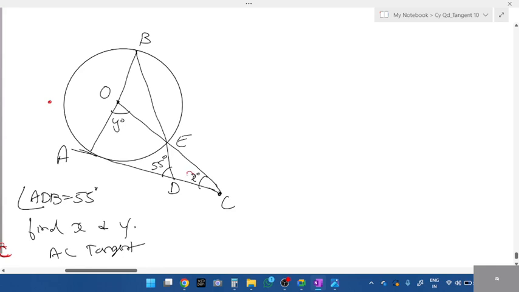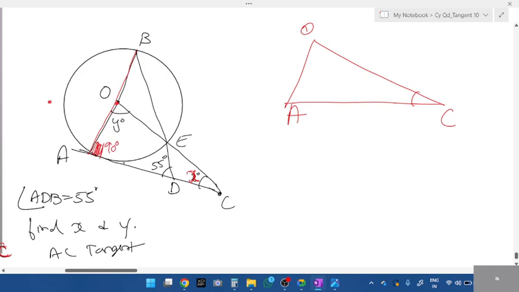Where is x? X is in which triangle? In OAC, what is OA? If O is center, what is OA, students? Radius. If the radius touches the tangent, what is the angle? 90 degrees. So this is 90 degrees.